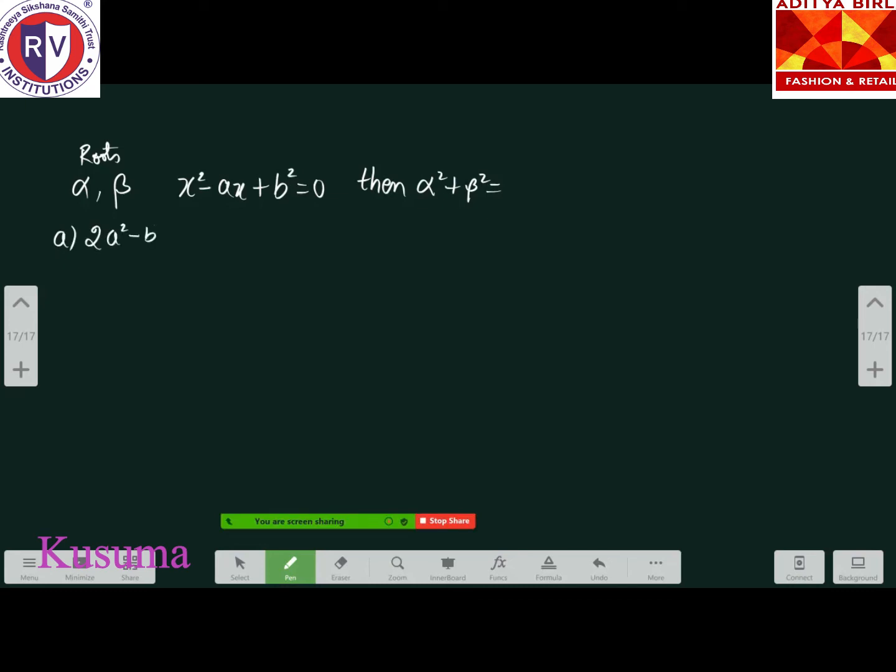2a square minus b square. Option B is a square plus b square. Option C, a square minus 2b square. And option D is a square minus b square.